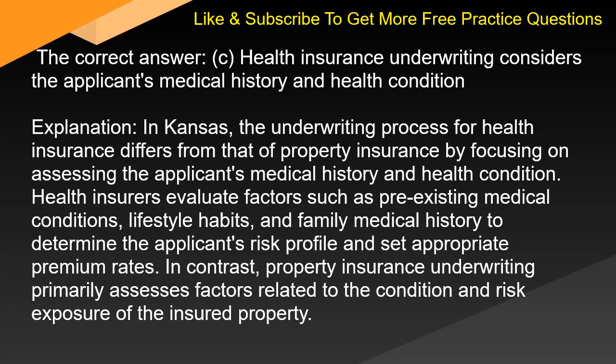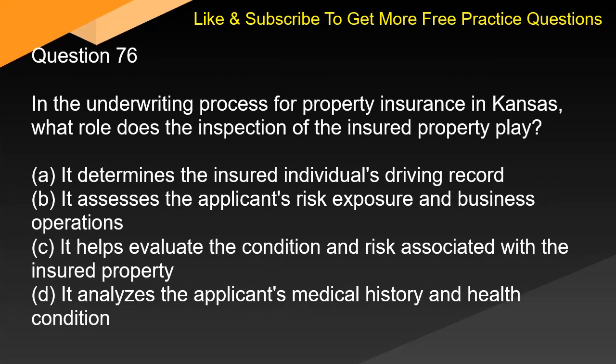In contrast, property insurance underwriting primarily assesses factors related to the condition and risk exposure of the insured property. Question 76. In the underwriting process for property insurance in Kansas, what role does the inspection of the insured property play? A. It determines the insured individual's driving record. B. It assesses the applicant's risk exposure and business operations. C. It helps evaluate the condition and risk associated with the insured property. D. It analyzes the applicant's medical history and health condition.